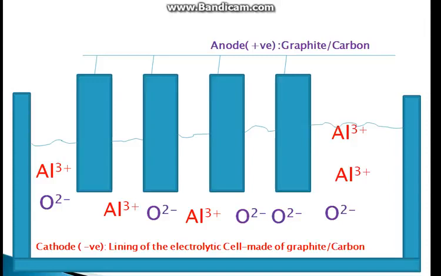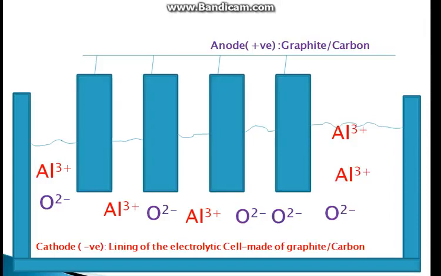Now this is the basic setup of an electrolytic cell. As you can see, the cathode is the lining of the electrolytic cell, which is made up of carbon or graphite. And the dipping electrodes that you can see, which are made up of carbon or graphite, are the anodes. So you have the anode and the cathode made of the same material. The electrolyte used in this electrolysis process is basically a mixture of aluminium oxide and cryolite, and sometimes maybe even calcium fluoride, like I mentioned earlier.